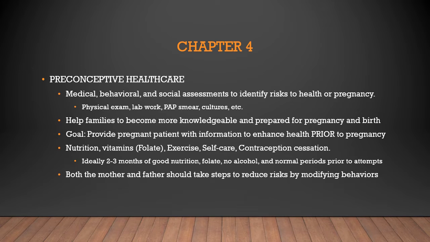So ideally we want to see 2 to 3 months of normal periods prior to pregnancy attempts, and then 2 to 3 months of good nutrition, folic acid, and no alcohol, and this is for mom and dad. So both the mother and the father really should take steps to reduce risks by modifying both of their behaviors. And this includes some screening, some immunizations, and making sure that they both understand that genetically they both play a part in the development and the outcome and success of this pregnancy. And so they both should be invested in creating a healthy child.